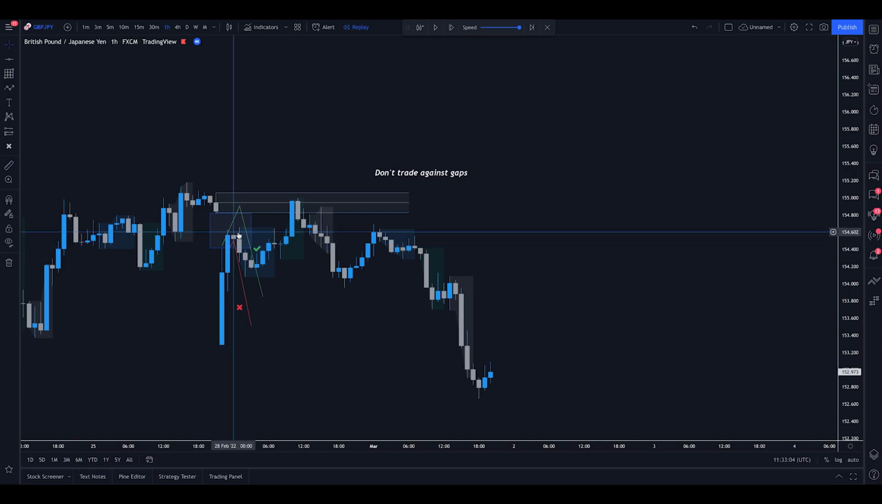Now, sometimes, yeah, we may just flip around from there and sell off, but the probability of that happening versus the gap being filled is extremely low. So I always recommend, and in my trading systems and trading rules, I will always wait for the gap to be filled before taking a trade.